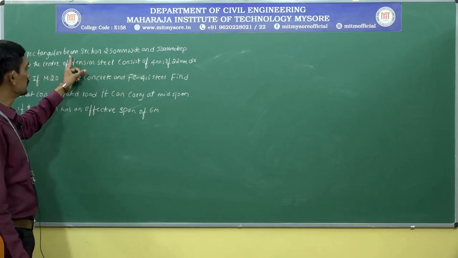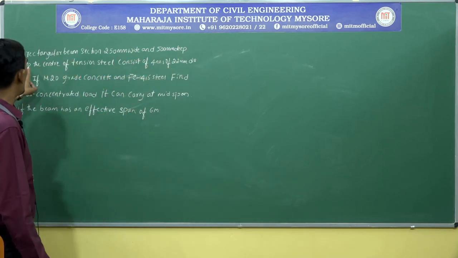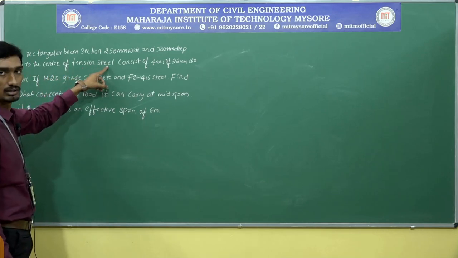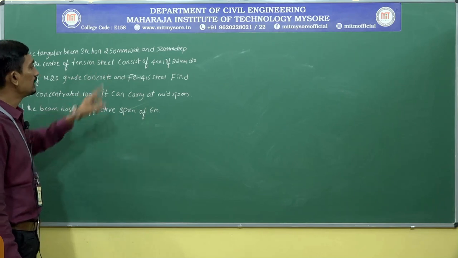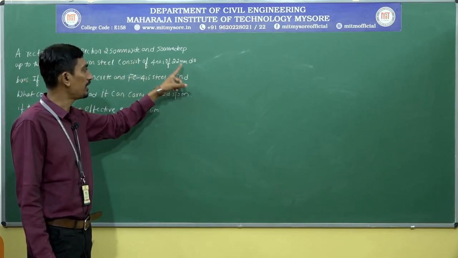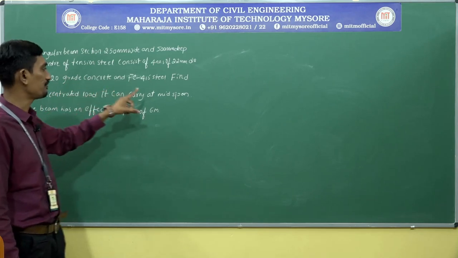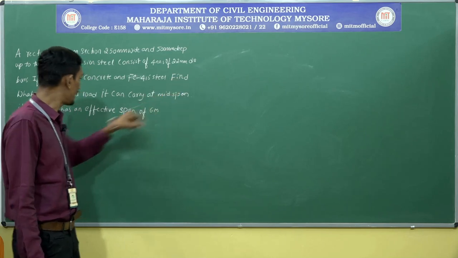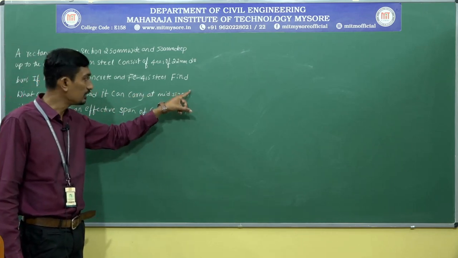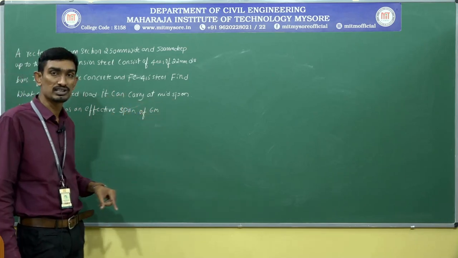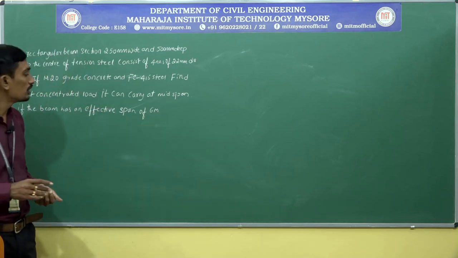A rectangular beam of section 250 mm wide and 500 mm deep up to the center of tension steel consists of 4 numbers of 22 mm dia bars. If M20 grade concrete and Fe415 steel is used, find what concentrated load it can carry at midspan if the beam has an effective span of 6 meter. So this is what is required.